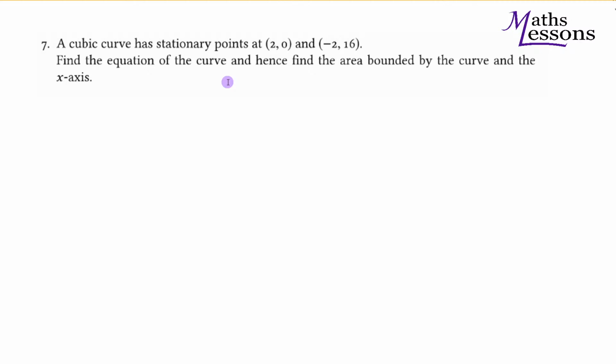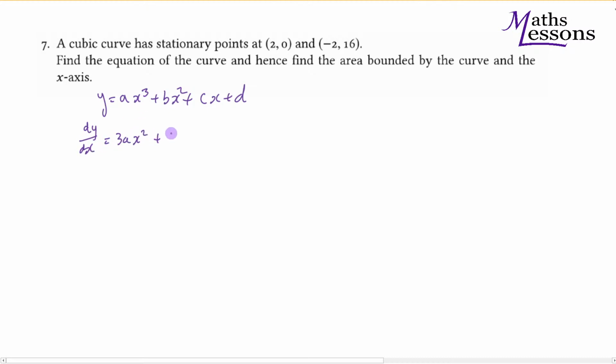Right, my students in the class have struggled with this one, so let's get through this and see how we get along. So we're going to use y is equal to ax cubed plus bx squared plus cx plus d. If we differentiate that, we get dy by dx will equal 3ax squared plus 2bx plus c. And the d becomes 0.